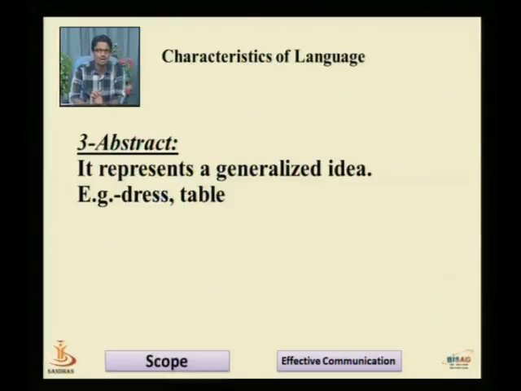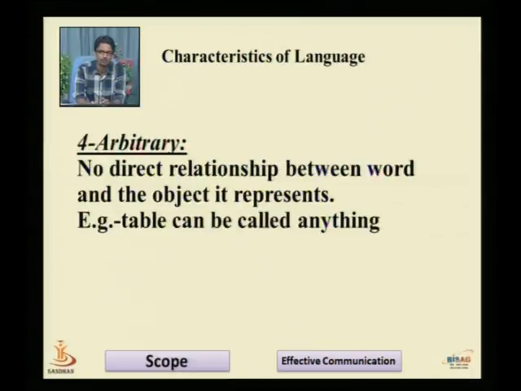Let us move ahead. Language is abstract. It represents a generalized idea. For example, dress, table. These are some general terms, there are many more, you can find them out, which can be used for so many things. When you are saying table, it can be of any shape, any size, any color, any material. When you are saying dress, it includes a lot of things, right? Starting from the attires meant for men, meant for women, or it can be anything, right? So that is why language is abstract.